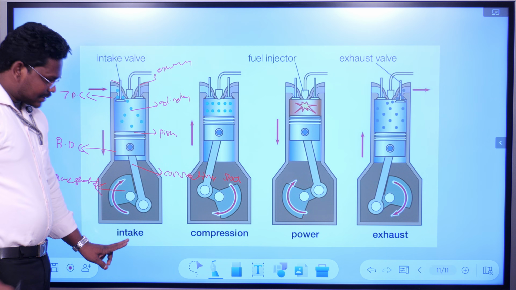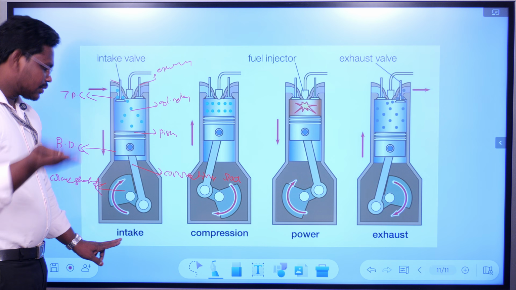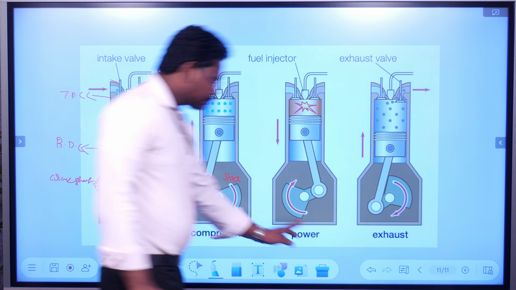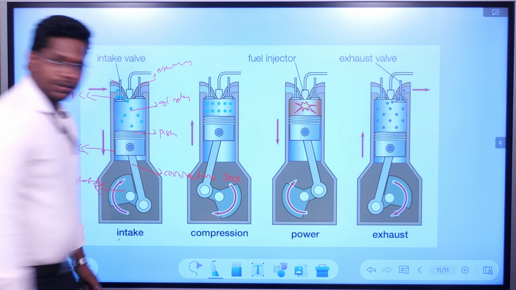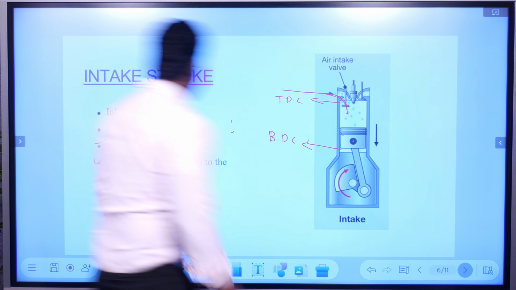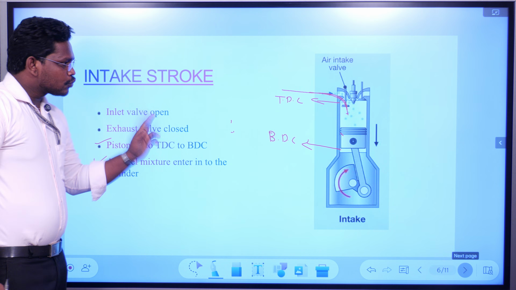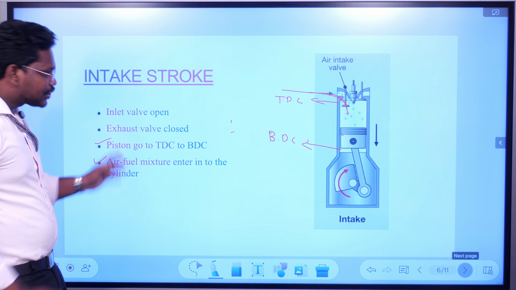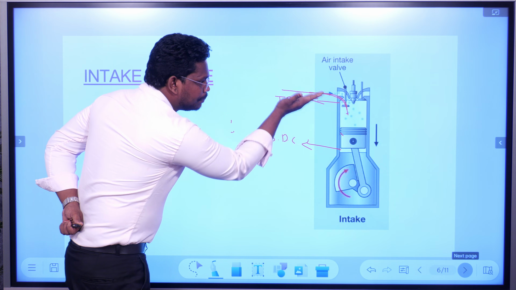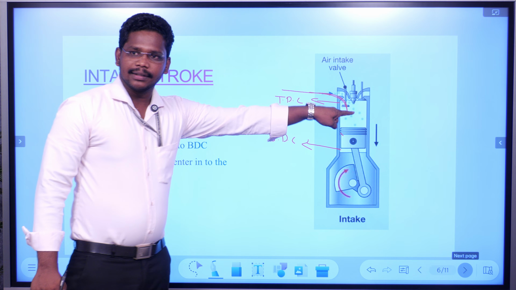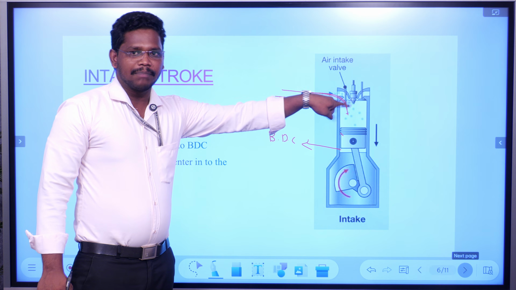The 4 strokes are the same in both engines. The SI engine and CI engine have the same strokes: intake, compression, power, exhaust. First, the intake stroke. In this stroke, the inlet valve is open and the exhaust valve is closed. The piston goes from top dead center to bottom dead center, and the air-fuel mixture enters the cylinder. This completes the first stroke.